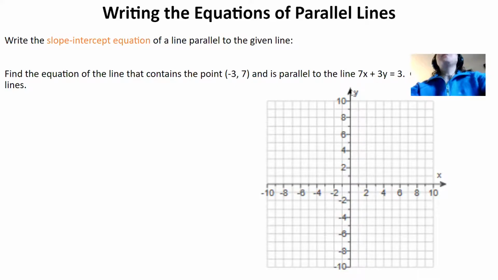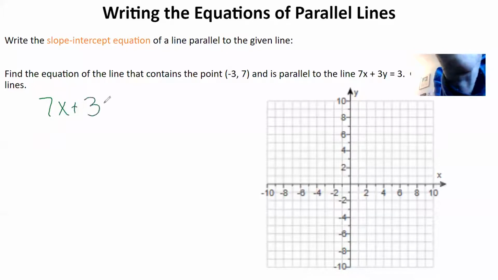So, first, I wanted to start with a little review, just to see it again, because we kind of saw it at the end. We want to write the slope-intercept equation of a line parallel to the given line. And then it says graph both lines. So, first thing is our line looks like we have 7x plus 3y equals 3.